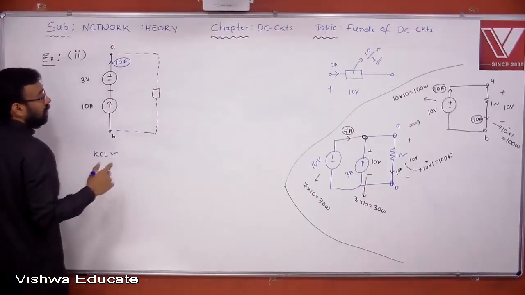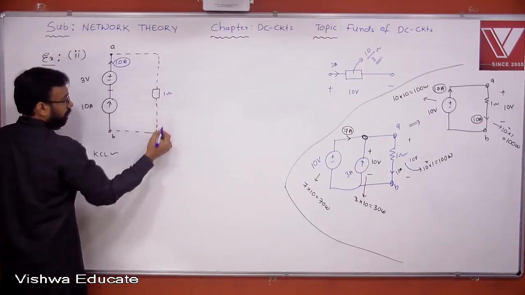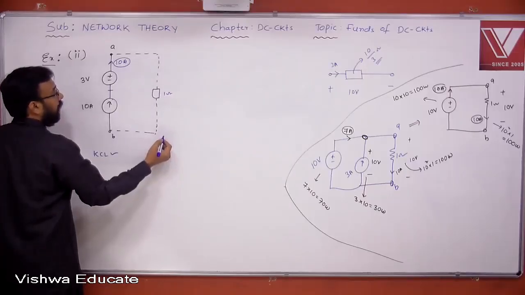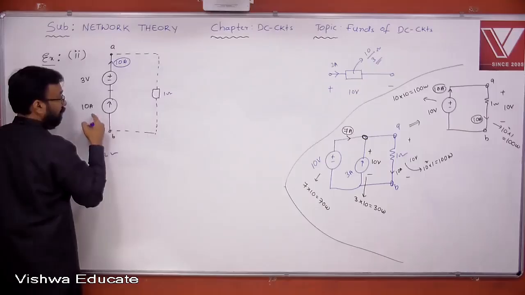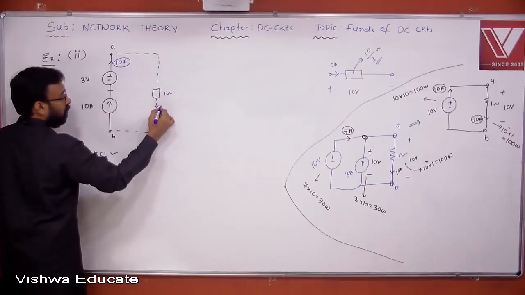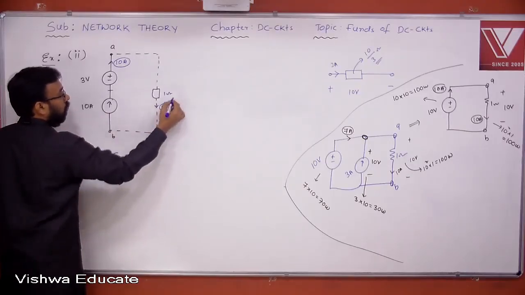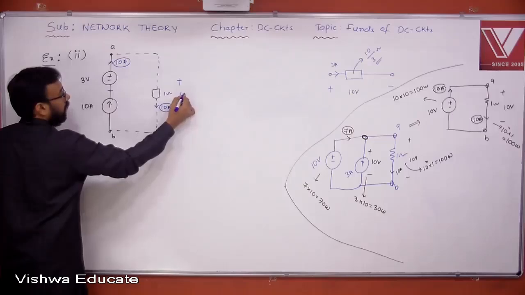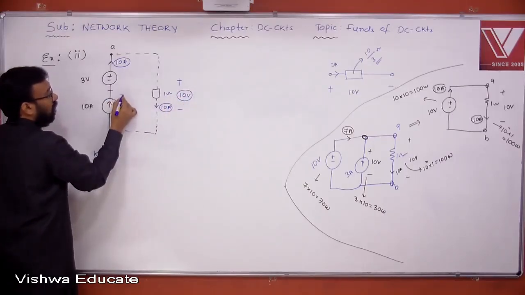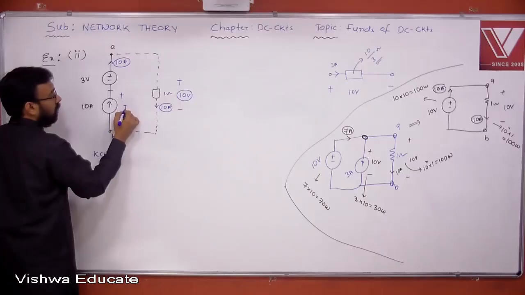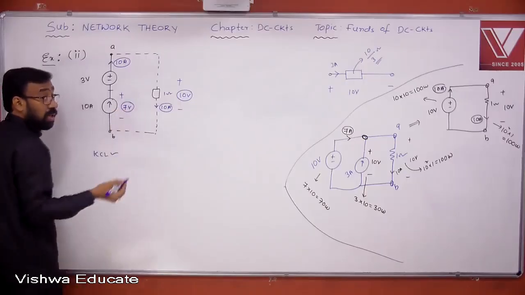Now KVL. Assume that this is 1 ohm. And if this is 1 ohm, how much current is passing here? 10 amperes. So 10 amperes is flowing here. What is the voltage here? 10 volts. If this is 10 volts and this is 3 volts, obviously what is the voltage here? 7 volts. Yes or no?